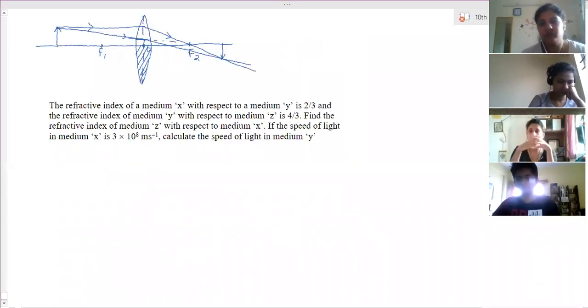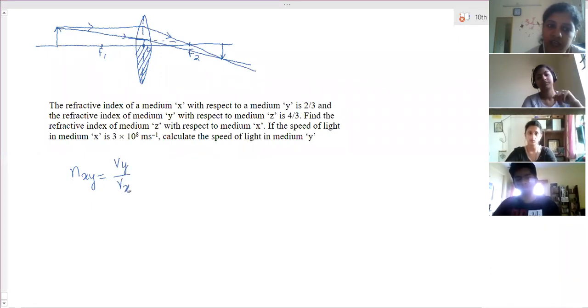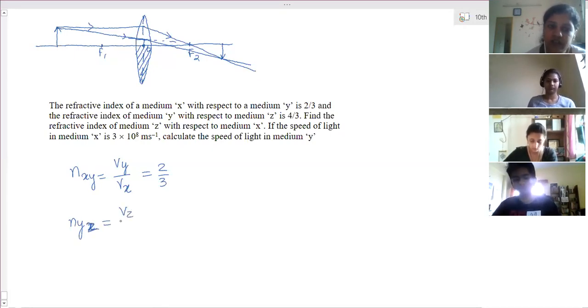Refractive index of medium X with respect to medium Y they have told. So they have given nXY is equal to Vy by Vx. You have to mention the speed ratios properly. You cannot write Y by X any time. So this value is 2 by 3. Then refractive index of medium Y with respect to Z is equal to, what we will get, Vz by Vy, that is equal to 4 by 3. I think you remember we have done the same question in the class.